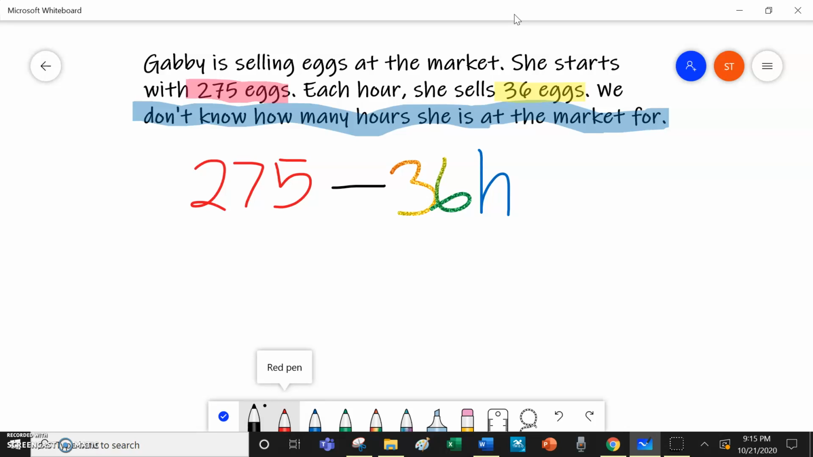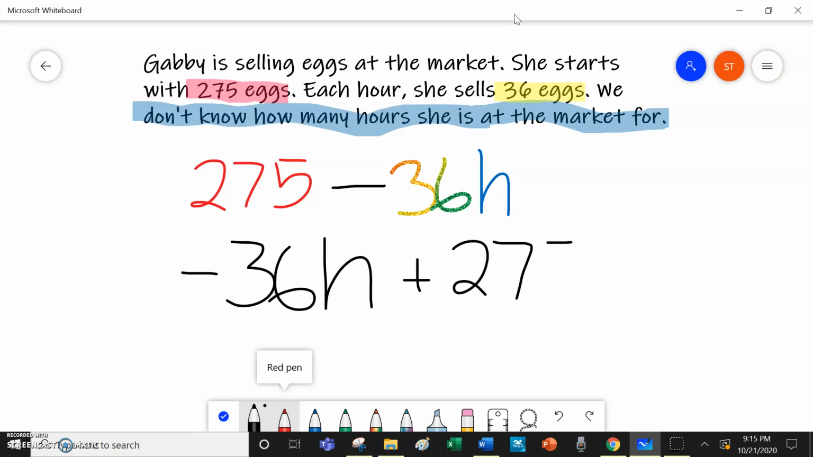We could also flip this around and keep the sign for 36H. So negative 36H represents that we are losing, taking away 36 eggs every hour, and the 275 stays positive. These would be the same thing.